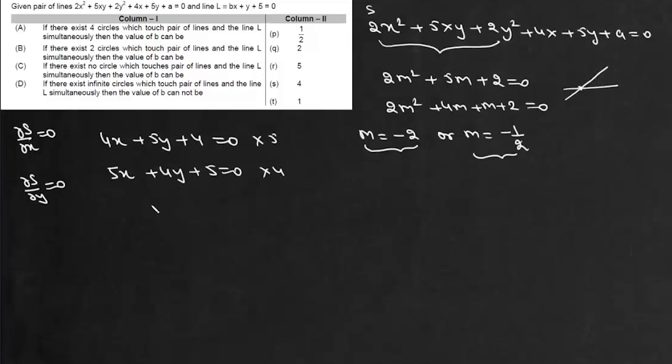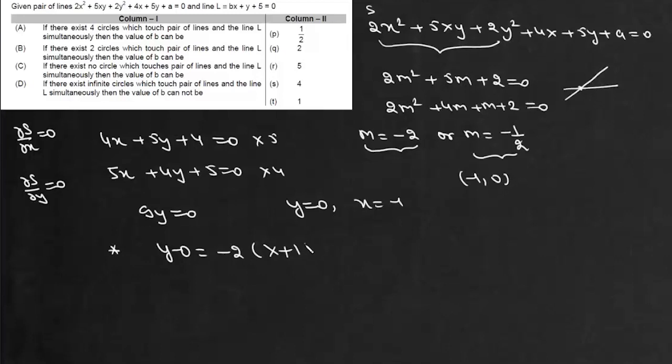So we'll get 20x and 20x will cancel. So this is 25 minus 16, which is 9y. We'll get 9y as 0. So basically the value of y is 0. And if we put y as 0, we'll get x as minus 1. So these two lines intersect at minus 1 comma 0. Now once we have the point and slope, we can write the equation of the two lines.